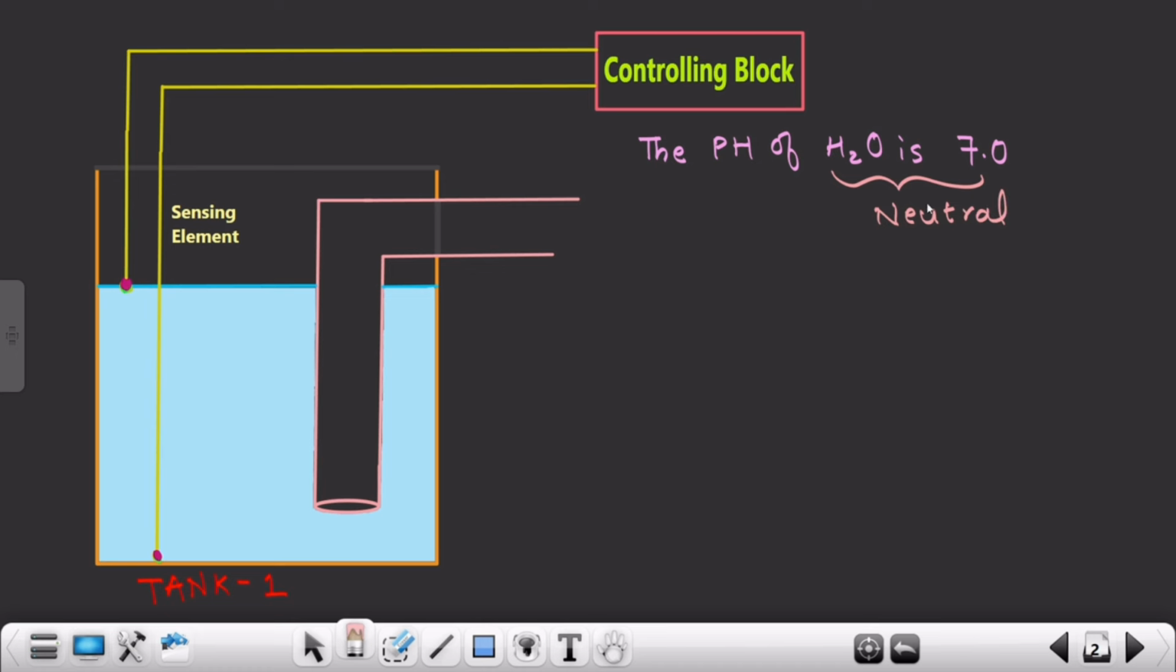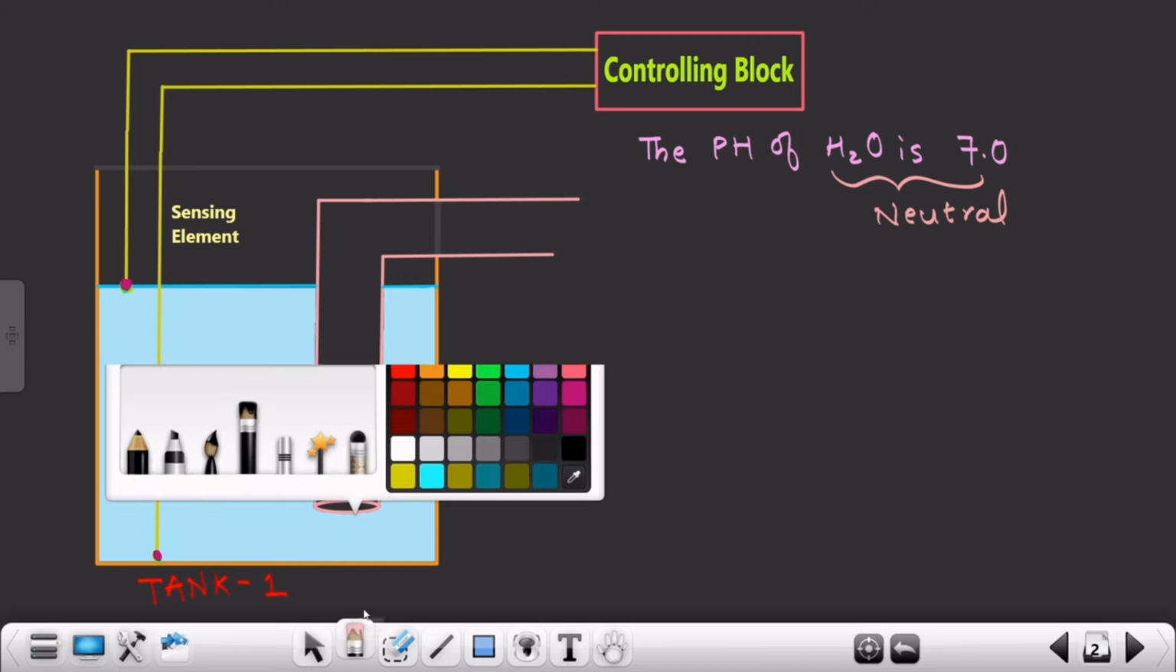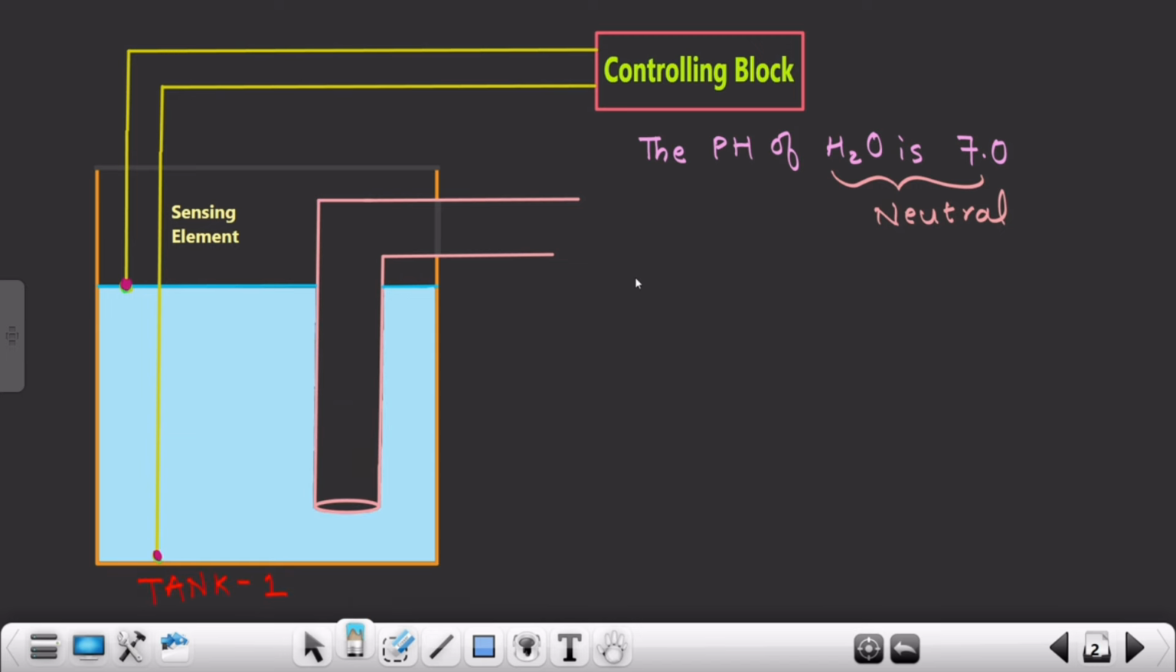Okay, and if you remember from course 1, or if you have a basic idea about current electricity, current does not flow through pure water. So that means what? We need to add certain impurities to shift the pH level of the water.